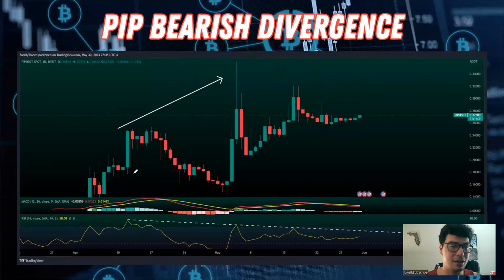Well, the RSI typically should be moving with the price of the token, but in this case, we see a high and then we see a lower high. So we're actually making lower highs, losing relative strength as the price of the token is making higher highs and going higher in price. This is a simple term known as bearish divergence, and it's an indicator you could see some type of a pullback.